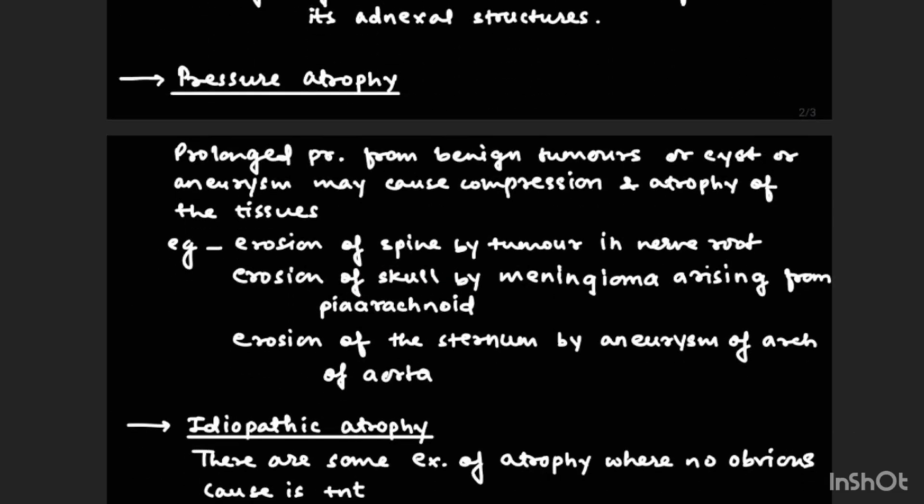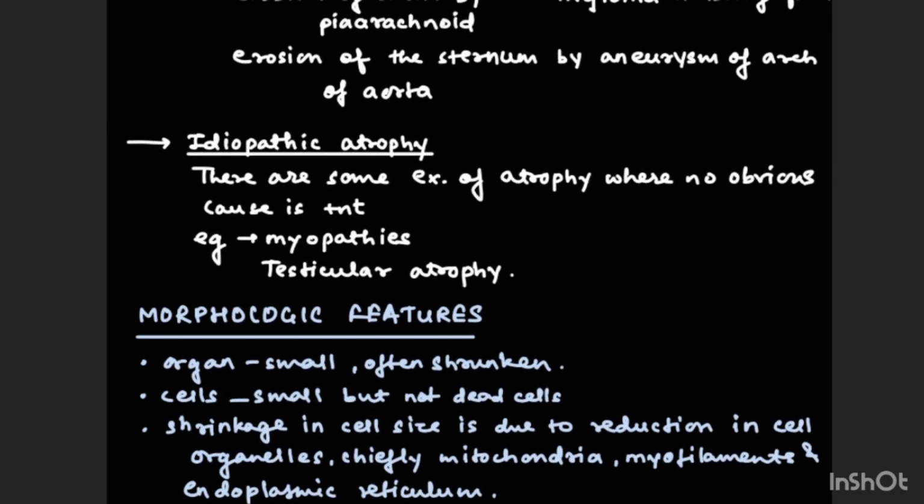The next is pressure atrophy. Here, if prolonged pressure is applied from a tumor or cyst, it may cause compression or atrophy of the tissues. For example, erosion of the spine by a tumor in the nerve root, erosion of the skull by meningioma arising from the pia arachnoid, and erosion of the sternum by an aneurysm of the arch of the aorta. These are some examples of pressure atrophy. Now next is idiopathic atrophy. There are some examples of atrophy where no obvious cause is present. For example, myopathies, where there is no obvious cause but there is still atrophy, and testicular atrophy. Both are examples of idiopathic atrophy.